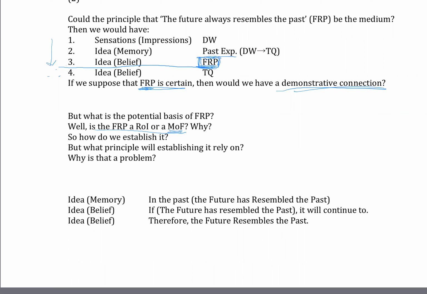But we do know that the future resembles the past. That is something that we believe. This is a belief everybody has, and we must have, Hume thinks. And the question is how? Well, the future resembles the past is a fact about what has been the case in the past and how it's related to the future.